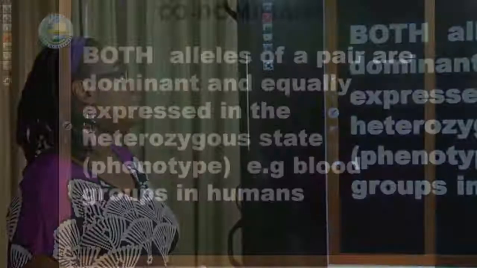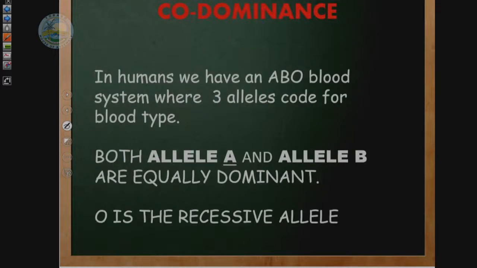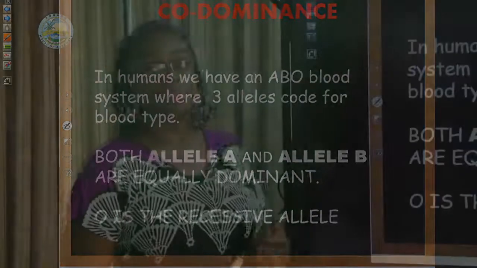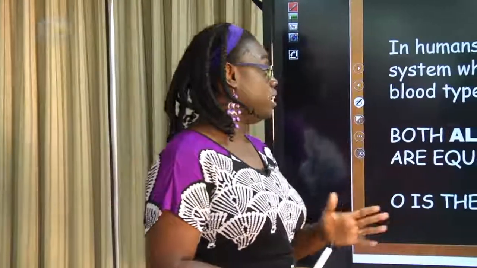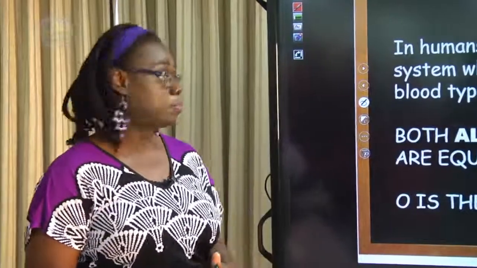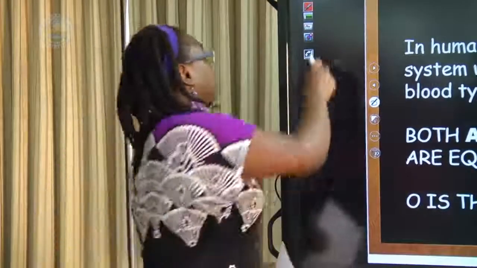So in codominance, both alleles of a pair are dominant and equally expressed in the heterozygous state, which is the phenotype. A perfect example is blood groups in humans. In humans, we have the ABO blood system, where 3 alleles code for blood type. Both allele A and allele B are equally dominant. However, allele O is the recessive allele.